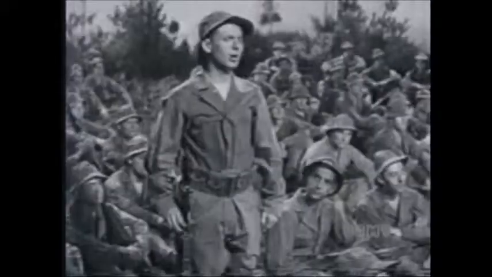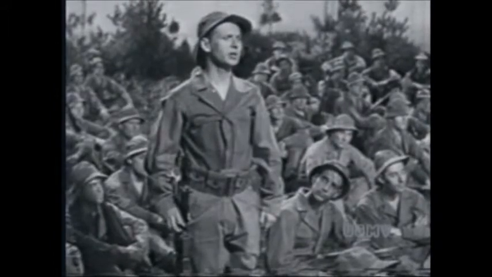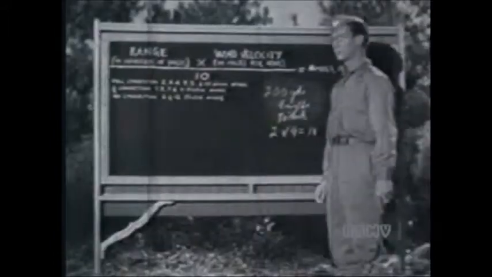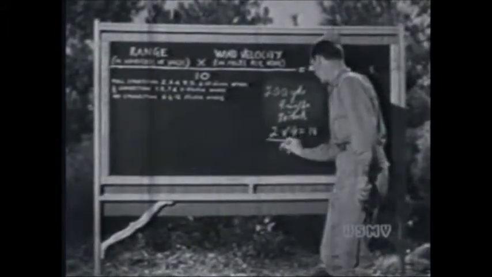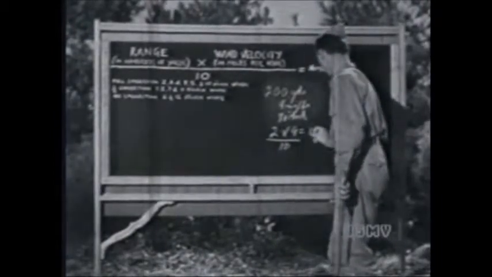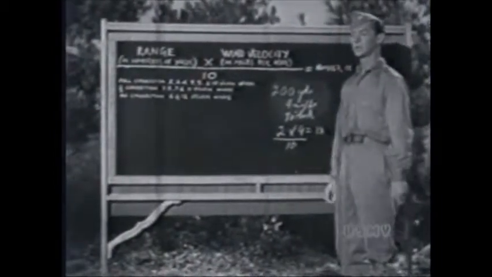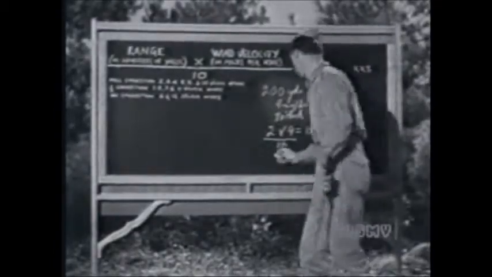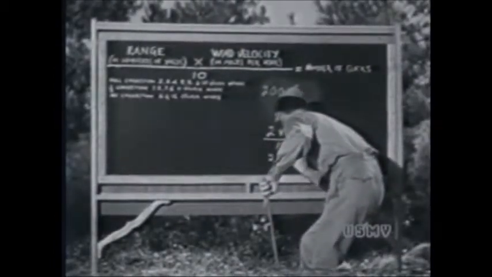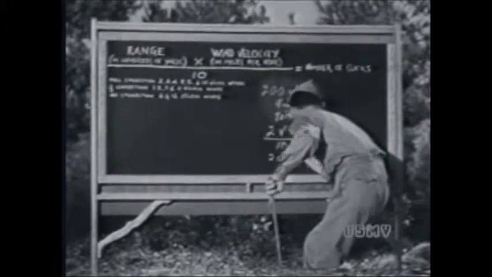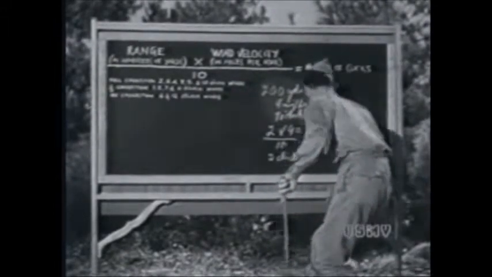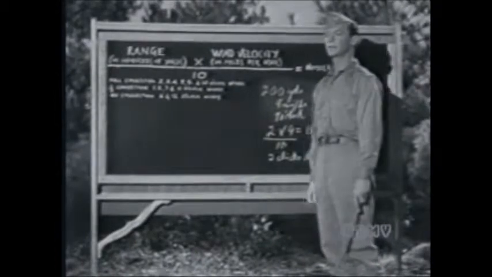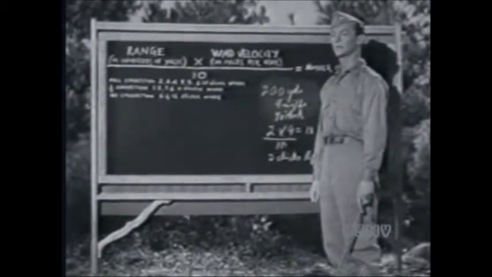How many clicks do you take? 18 divided by 10, that's 1 8/10, sir. Right. Now, how many clicks? 2 clicks, sir. Left windage. Good. Two clicks left because a 9 o'clock wind is from the left.